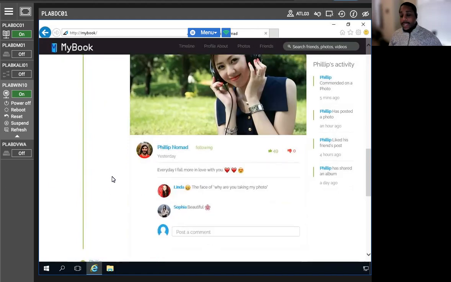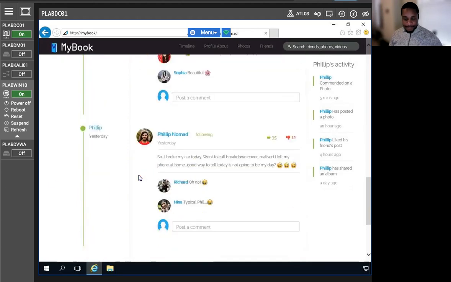So we'll scroll down a little bit further. Interestingly enough, we understand that Philip's car has broken down, and this might be a very useful piece of information for the attacker to begin investigating Philip, his personal life, and to make contact with a car garage to inquire about the vehicle, posing as Philip.